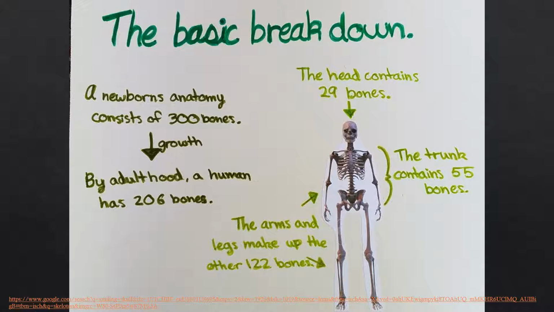The adult human has 206 bones, although a newborn human has 300. This is because as a baby grows, some of the bones fuse together. In the adult anatomy, the head consists of 29 bones, the trunk of 55 bones, and the arms and legs make up the other 122 bones.